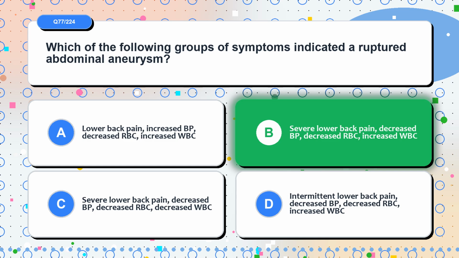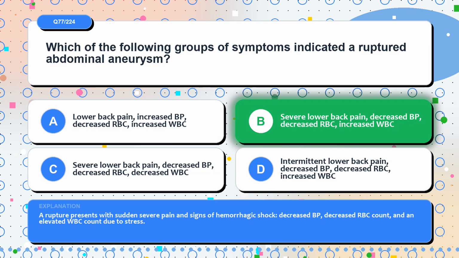The correct answer is option B. Severe lower back pain, decreased BP, decreased RBC, increased WBC. A rupture presents with sudden severe pain and signs of hemorrhagic shock, decreased BP, decreased RBC count, and an elevated WBC count due to stress.